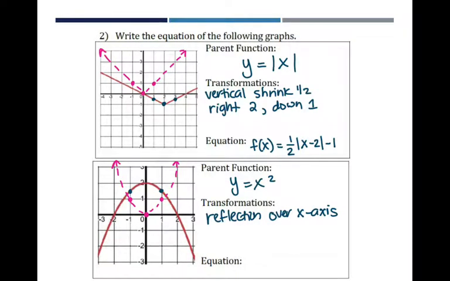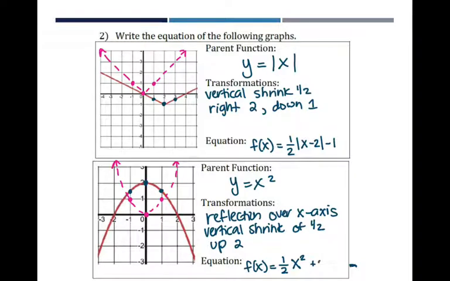So let's see, this is a vertical shrink of 1/2. The graph did not move to the left or to the right at all. Here's my vertex. The vertex just moved up 2 units. So my equation, f of x equals, I have my vertical shrink of 1/2. I did not move left or right at all, so that's just x squared. And I moved up 2, so plus 2.